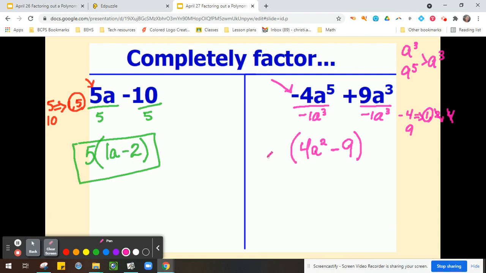And then I put out front as the factor, the GCF, negative 1a to the third. So I'm going to take this negative outside the parentheses. I'm not going to leave it in here. So my GCF this time is negative. Okay, let's look at that a couple more times.